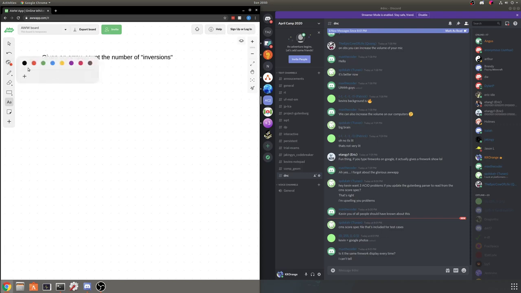Okay, so a pair of elements is inverted if... I've done it again. A pair of elements is inverted if the smaller number comes after the bigger number. So for example, the 3 and the 2 here, these are inverted. And another example is this 7 and this 1.